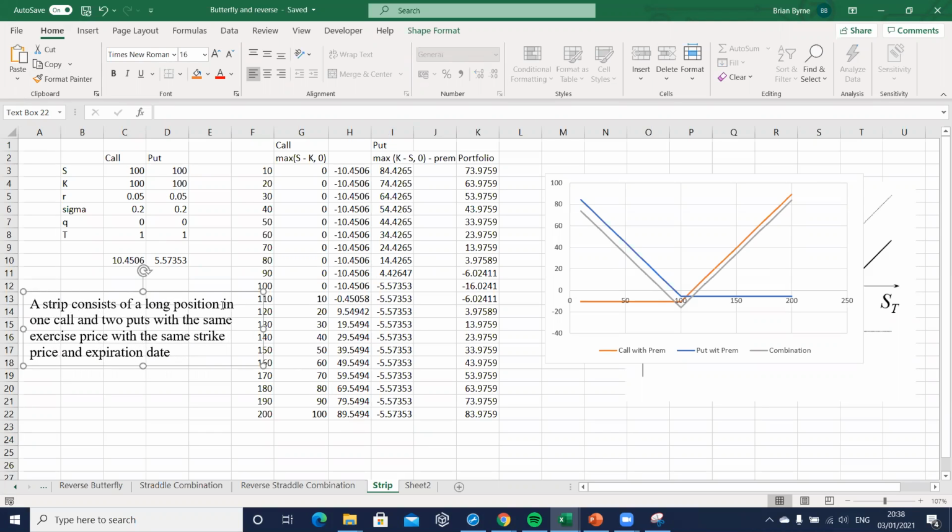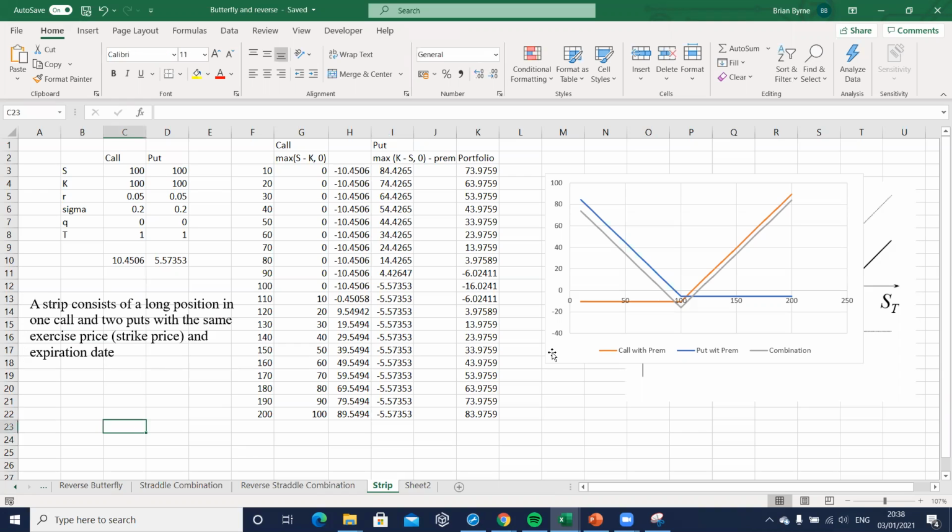consists of a long position in one call and two puts with the same exercise price, the same strike, and expiration date. Okay, so we don't need to repeat. We can say with the same exercise price or strike, because they mean the same thing.